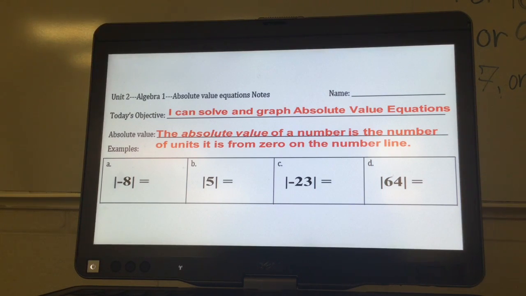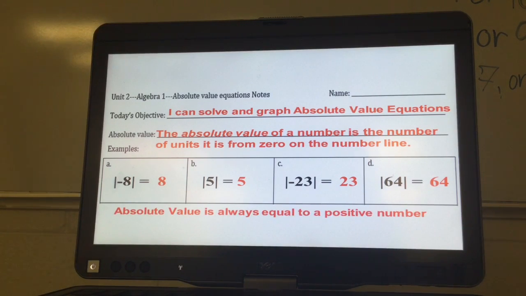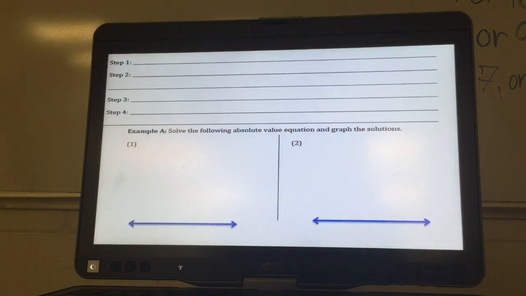Okay, so the absolute value of -8 is 8. The absolute value of 5 is 5. Absolute value of -23 is 23. And the absolute value of 64 is 64. Notice all these red numbers are positive. And because they're positive, you know that absolute value will always equal a positive number, meaning that the absolute value of x will never equal a negative number.